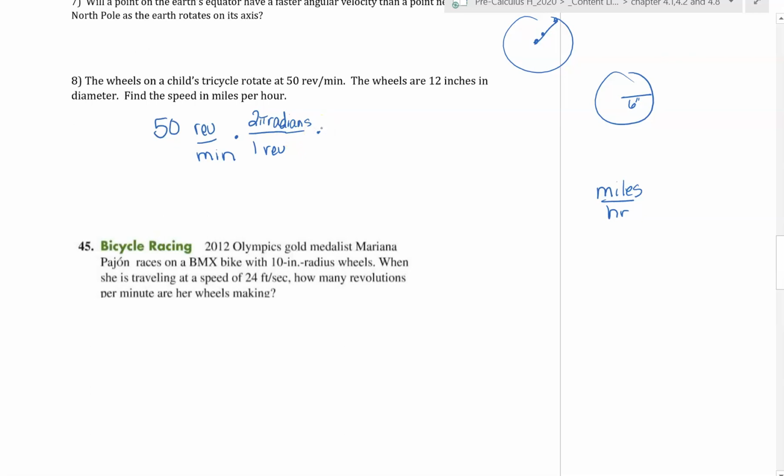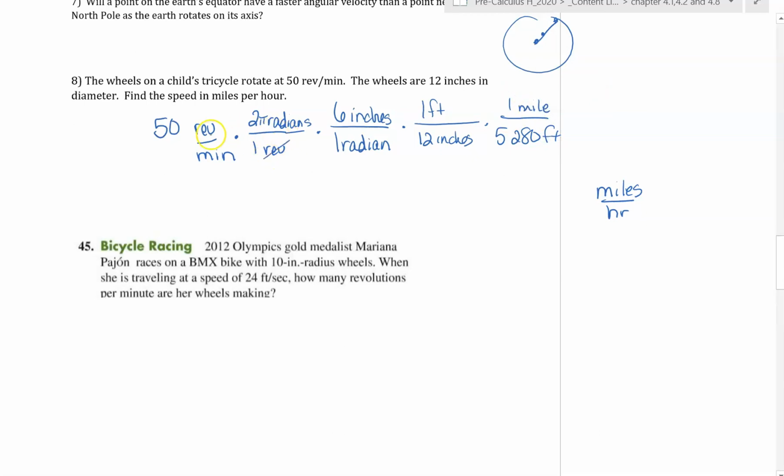Now here's where some people get stuck. I might say, well, what is a radian? Well, isn't a radian just a radius? So the radius of this circle is 6 inches. Now there are 12 inches in 1 foot and 5,280 feet in 1 mile. So let's see, we had the revolutions cancel the 1. Oh, look at that, minutes.